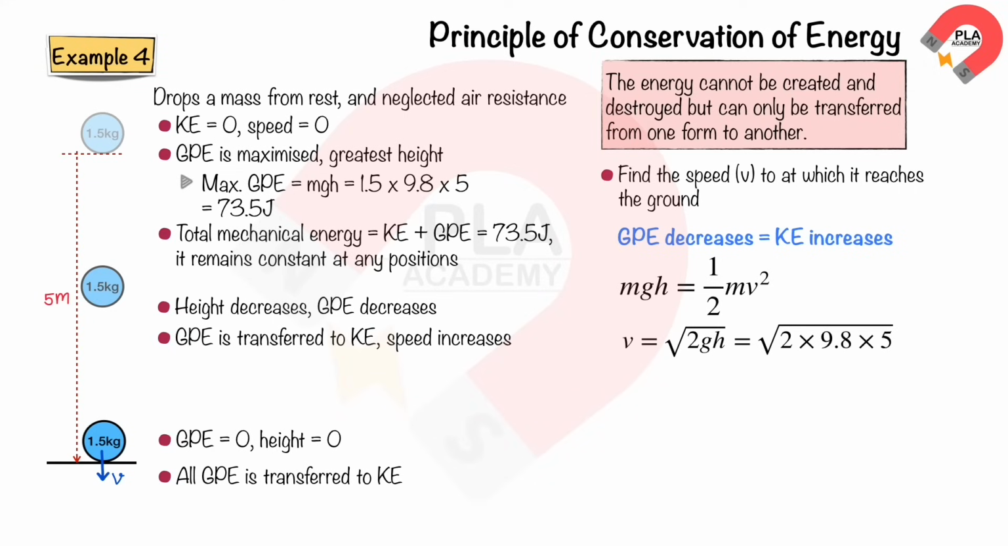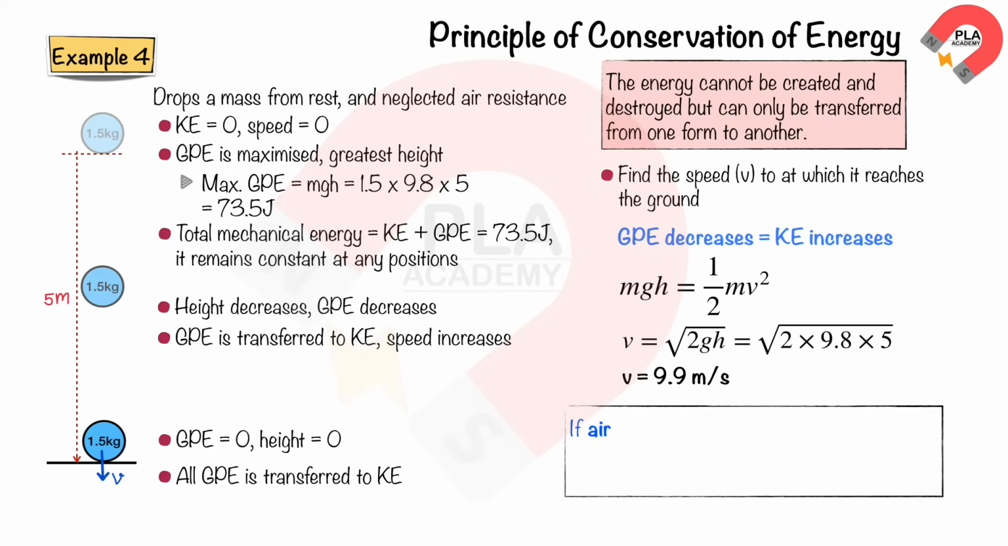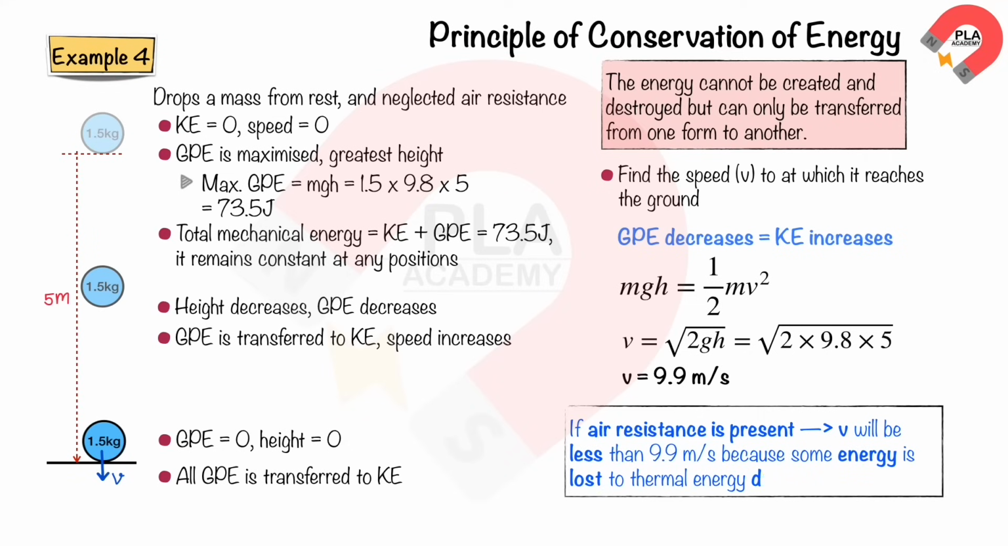Substituting the values in, g equals 9.8 and h equals 5. Solving this equation, the speed, v, equals 9.9 meters per second. If air resistance is present, the speed, v, at which it reaches the ground will be less than 9.9 meters per second, because some energy is lost to thermal energy due to air resistance.